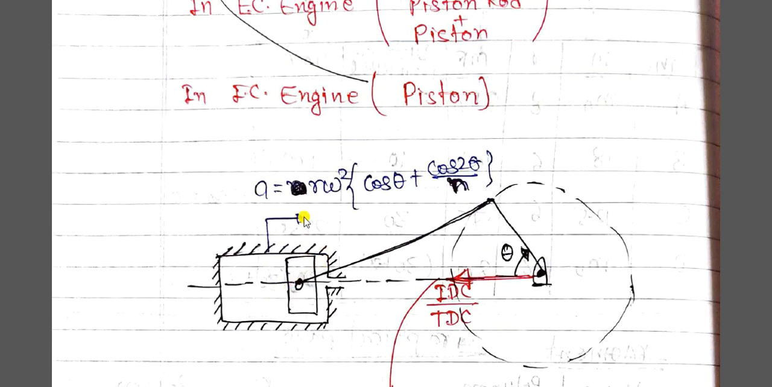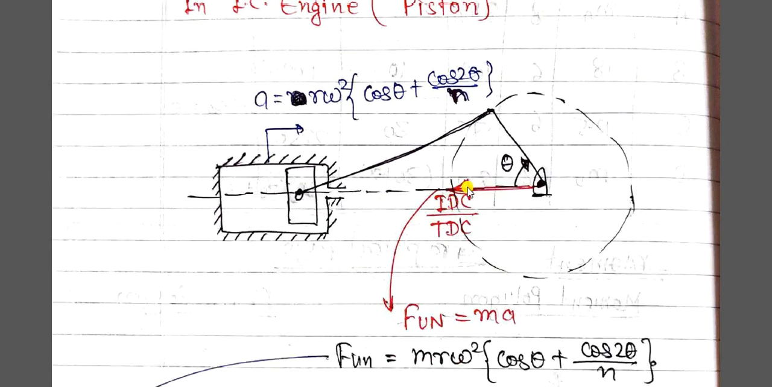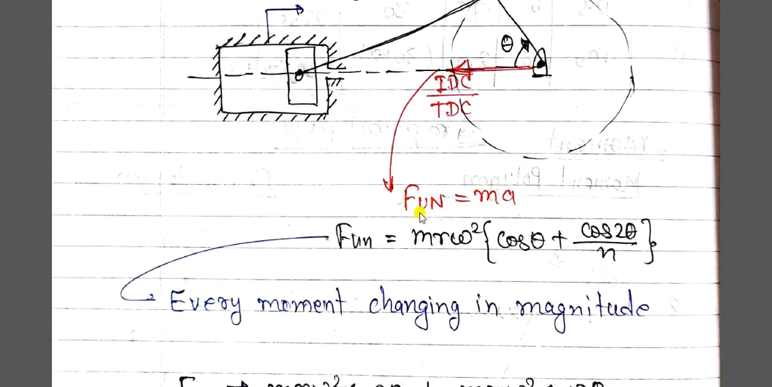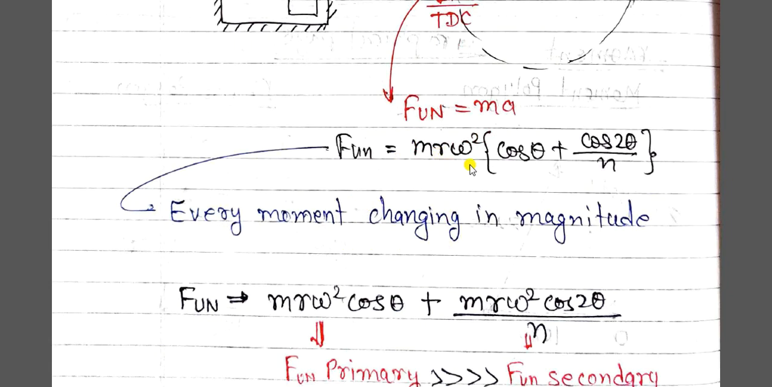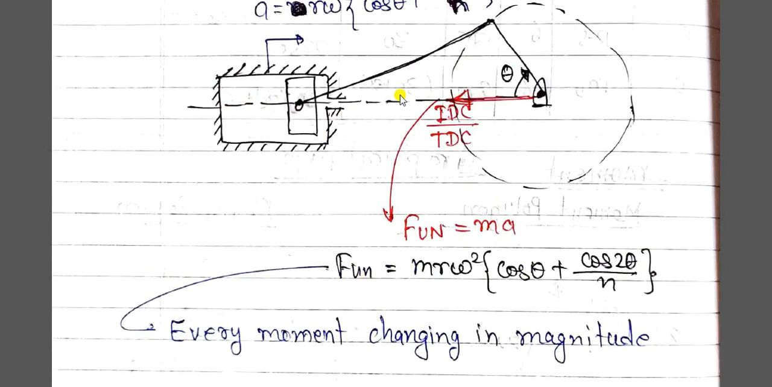So in a nutshell, this is the acceleration, and the direction of acceleration is along this line, the line of reciprocating direction of the piston. So there will be an unbalanced force, which we call F1, equal to ma. This is your unbalanced force. It is given by this magnitude, and every moment it is changing in magnitude, but the direction is the same.